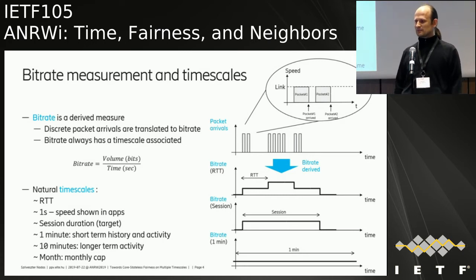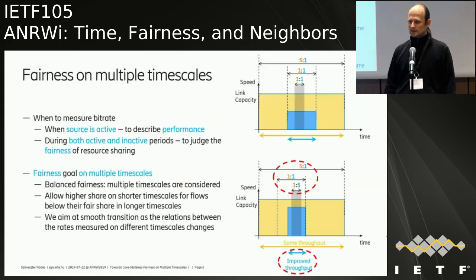You can see some examples for the packet arrival. If in an RTT more packets arrive, then the RTT bitrate will be larger. There can be a session bitrate. There can be bitrates averaged over periods which are larger than a session, and then these bitrates will be smaller than the session bitrate. Why does that make sense? That makes sense because we can have fairness on multiple timescales.